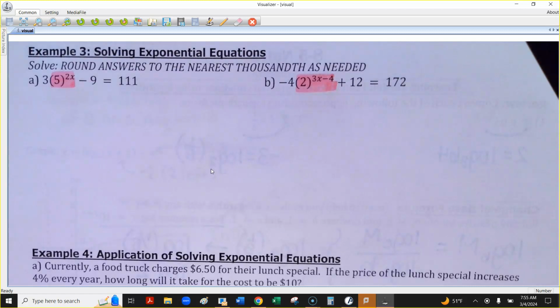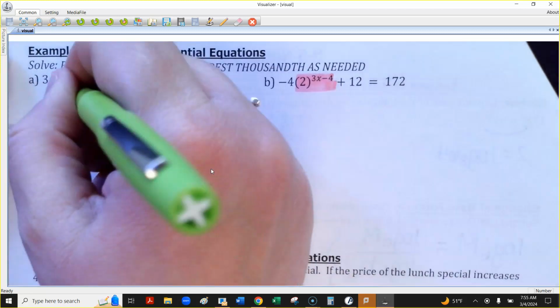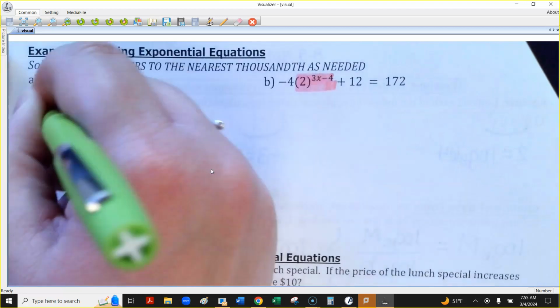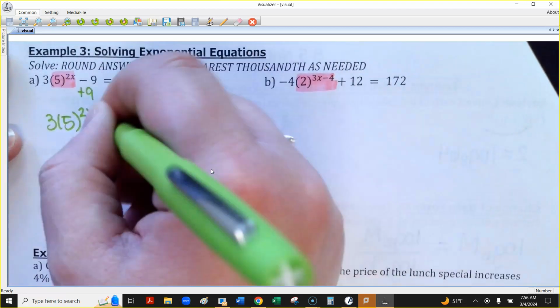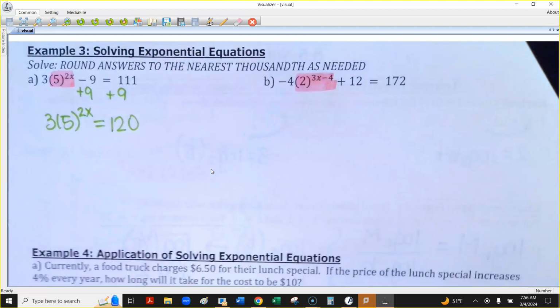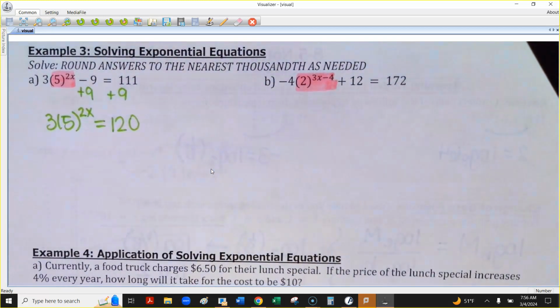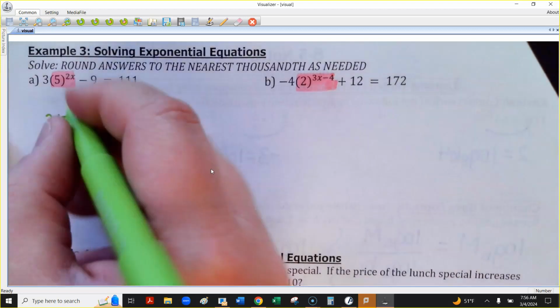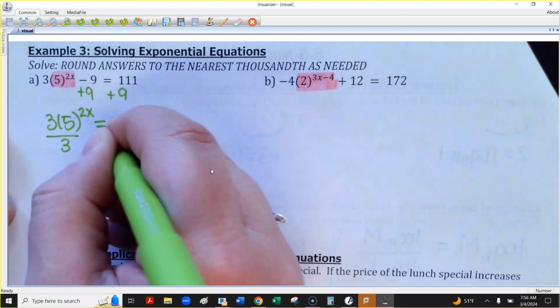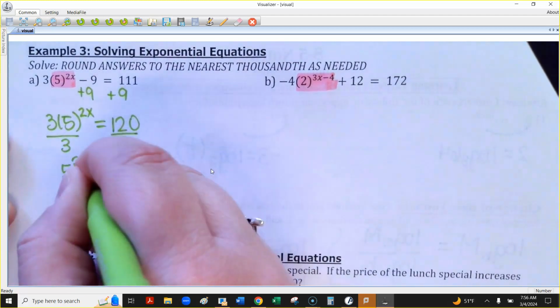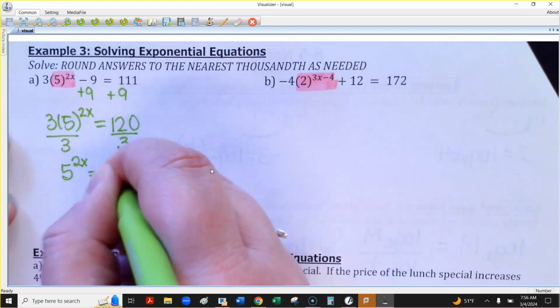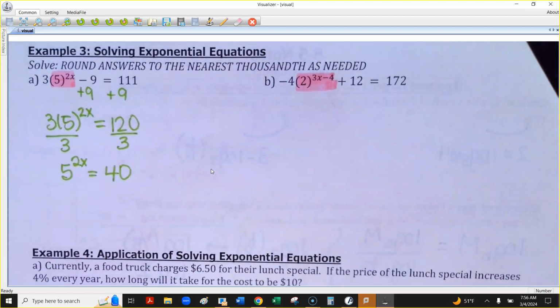So we want to undo any addition or subtraction first. So get rid of this 9 first. I'm going to add 9. Do not multiply the 3 and 5 together. You're going to end up with 3 times 5 to the 2x equals 120, just isolating that 5 to the 2x. So don't multiply there. You're going to divide by 3. And that's 40.